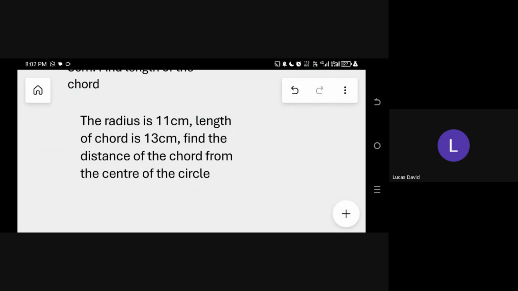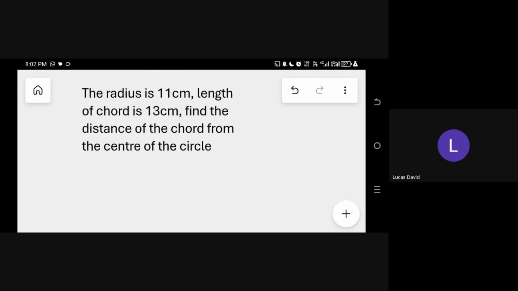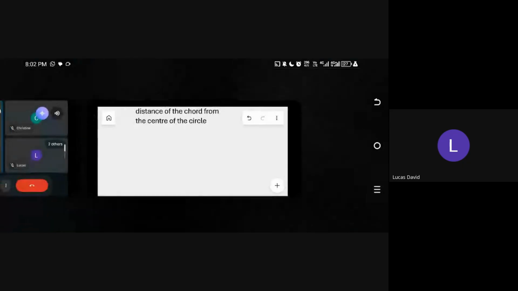The radius is 11 centimeters. Length of chord is 13 centimeters. Find the distance of the chord from the center of the circle. Christine, shall we begin yours?